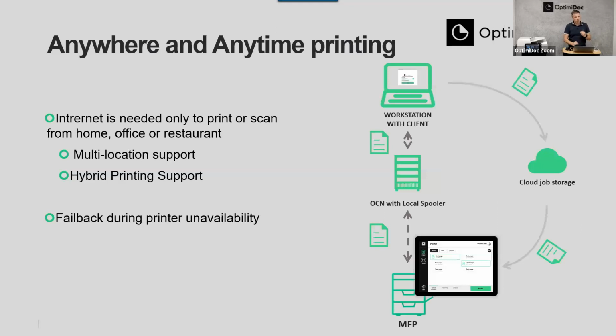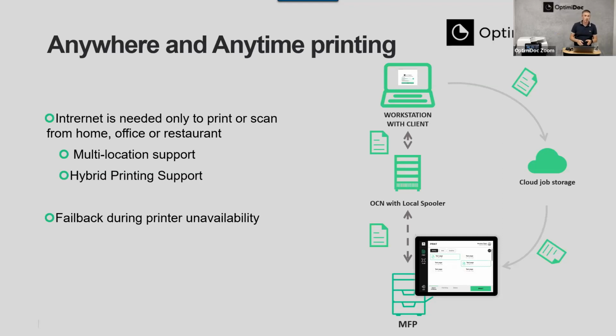When we are talking about printing, we are coming with a real cloud printing solution. You can print anywhere and anytime, thanks to the client which is running on the workstation and which manages where the document is going to be stored before the final release. We are supporting the possibility to print in any location. So once you have the documents stored in the spooler, you can come to different locations, different branches, and just release the document on the device. We also have support for hybrid printing.